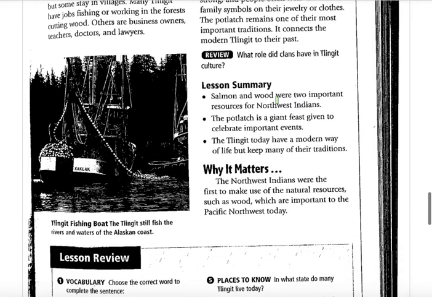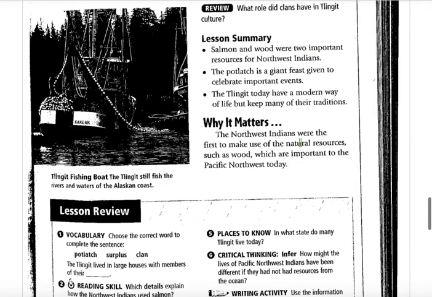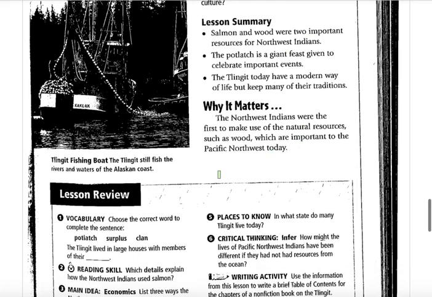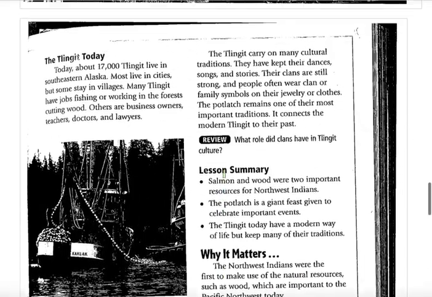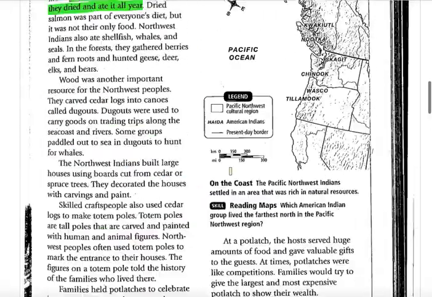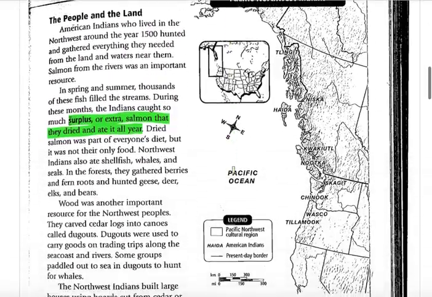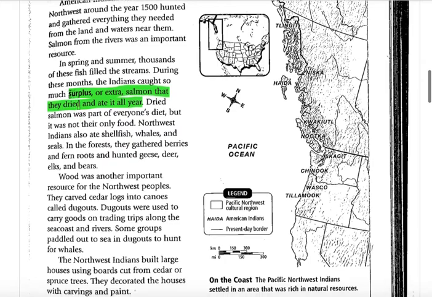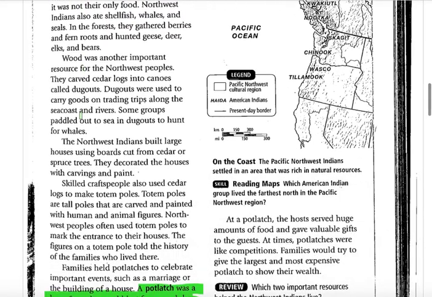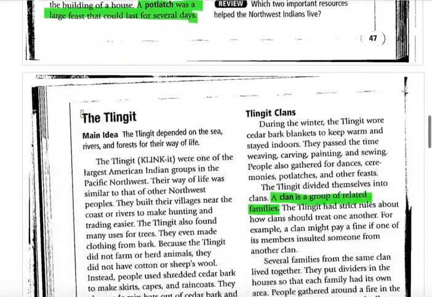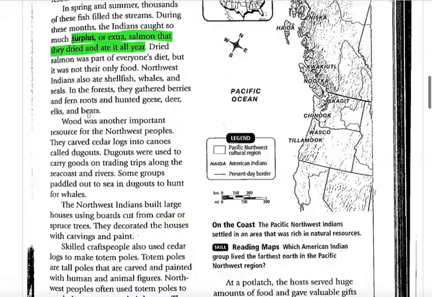So, after watching, think of one question that you'd like to ask the class and type it in on the answer page in Google Classroom. We're trying to remember to review our three words: surplus, a potluck, and clan.